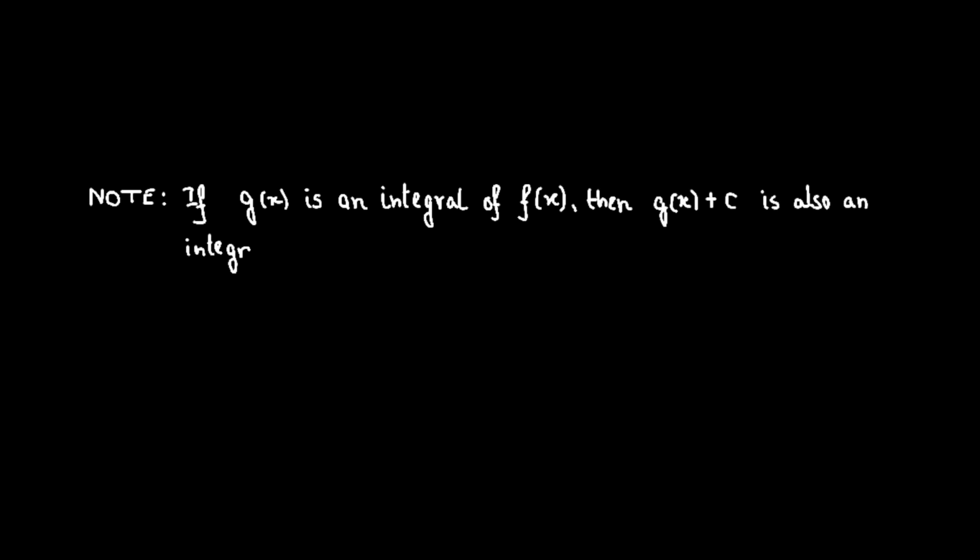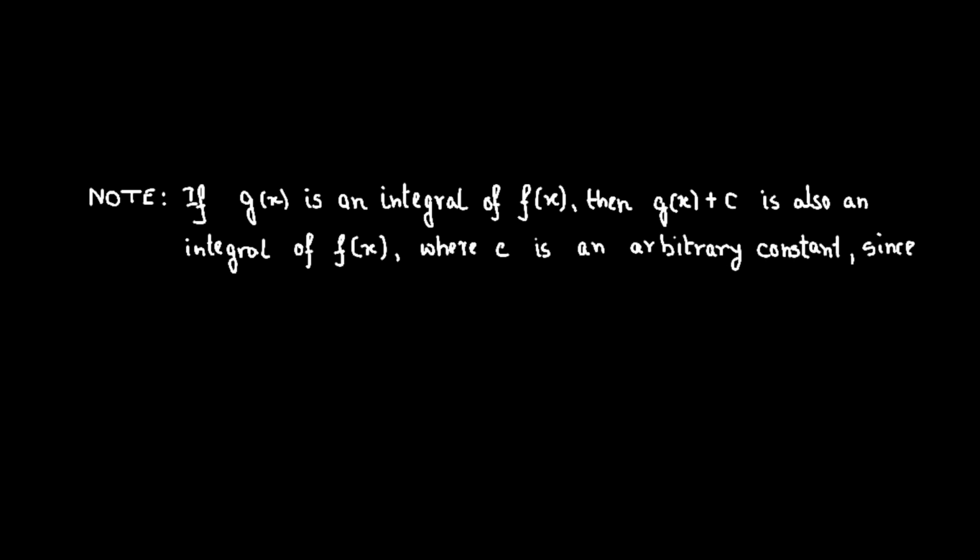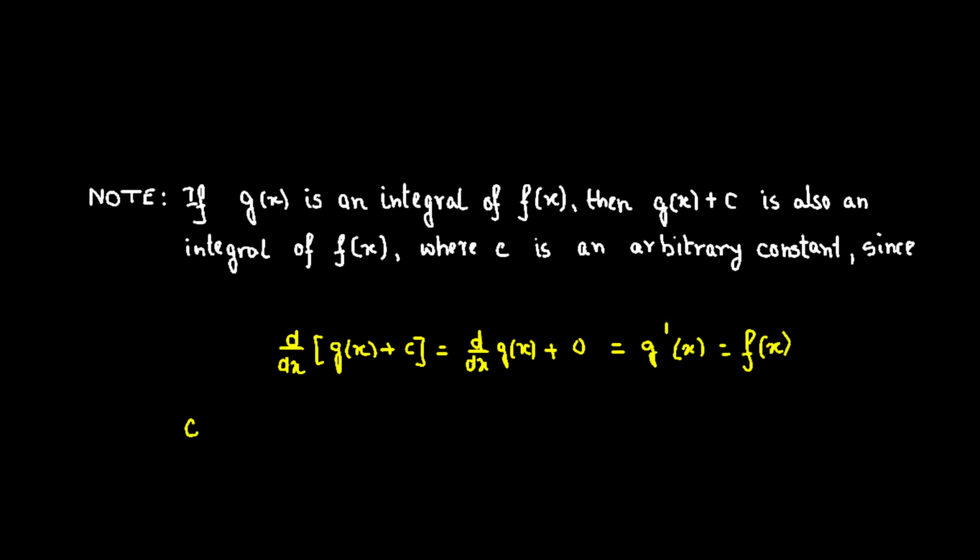Note: if g(x) is an integral of function f(x), then g(x) + c is also an integral of f(x), where c is an arbitrary constant, since the derivative of g(x) + c is equal to the derivative of g(x) plus 0, because the derivative of a constant is 0. That gives us g'(x), which is equivalent to f(x). c is called the constant of integration.